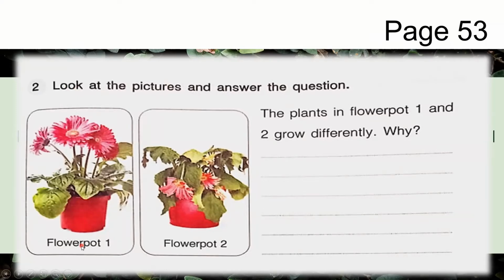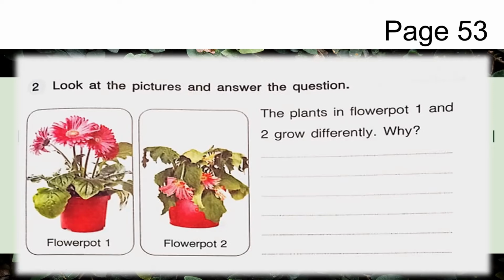This is flower pot 1 and flower pot 2. The plants in flower pot 1 and 2 grow differently. Why? So as you can see, the flower pot 2 is already dying. It's already soft and dying. What do you think is the reason why?